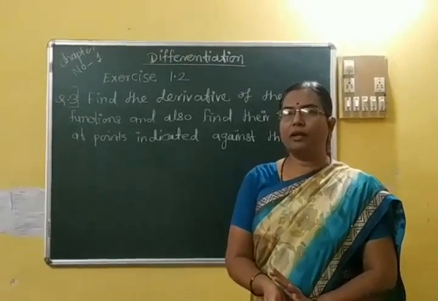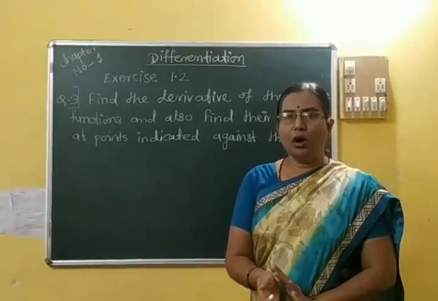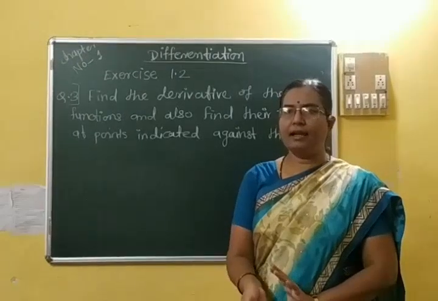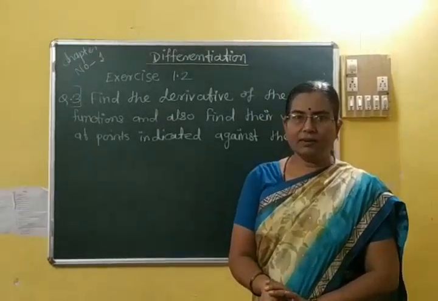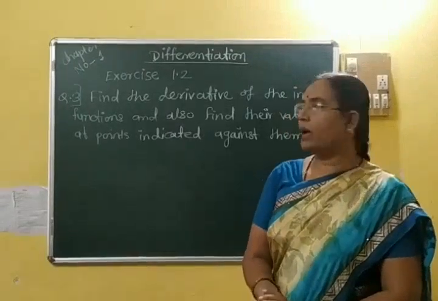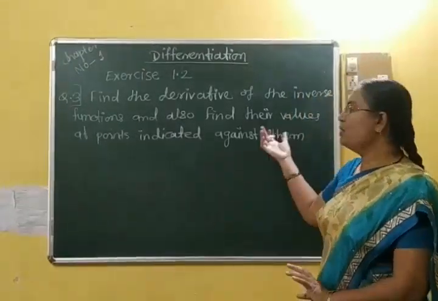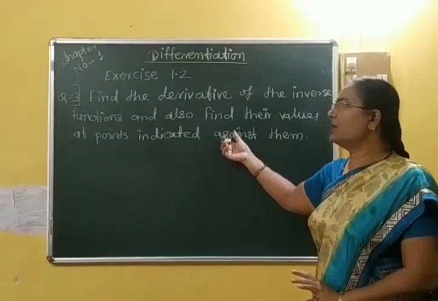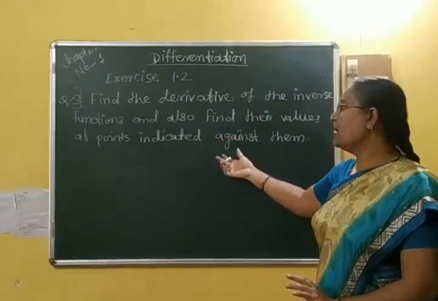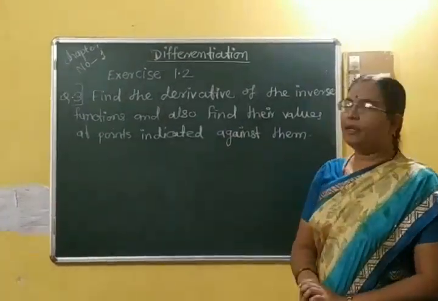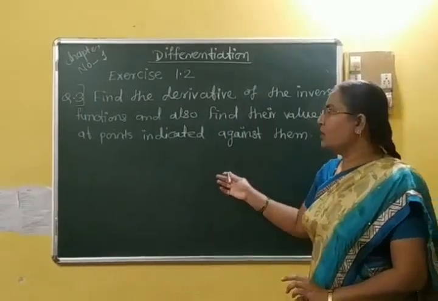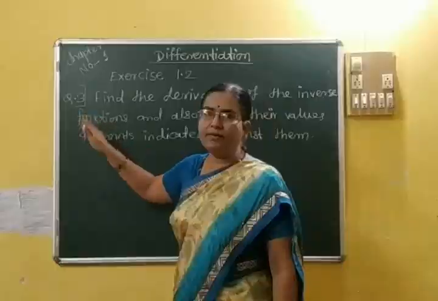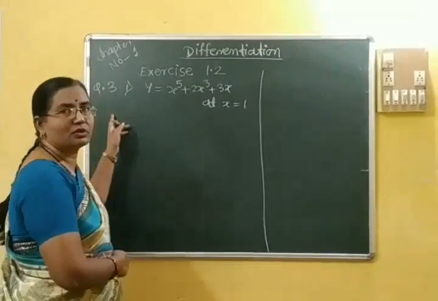First we have to find the derivative of the given function, and then again the derivative of the inverse function, and also the value of the derivative of that inverse function at the points indicated against them. Let us start with example number 1 from question number 3.